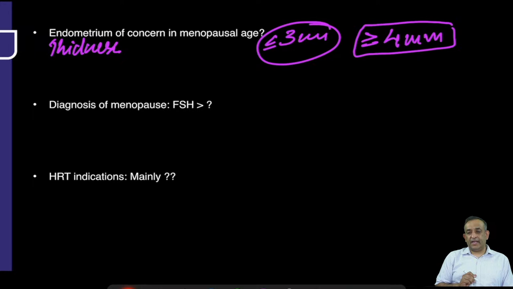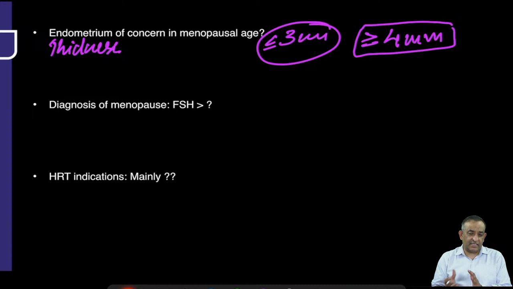So 3 and less is good. Anything more than 4 millimeters is bad news. Sometimes they'll give you more than 4 or 5. So 4 is that cutoff, and 5 and more, they say. I'm writing 4 and more here, but it doesn't matter, they'll ask you only 4 or 5, they'll not ask you many other choices. So 4 and less is fine, 5 and more is bad.